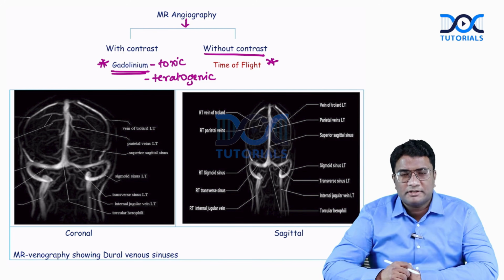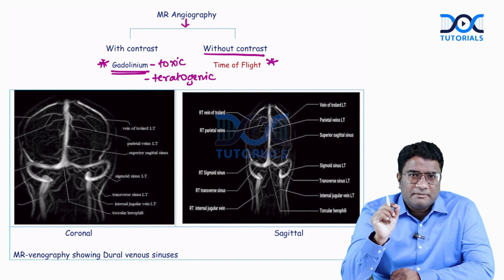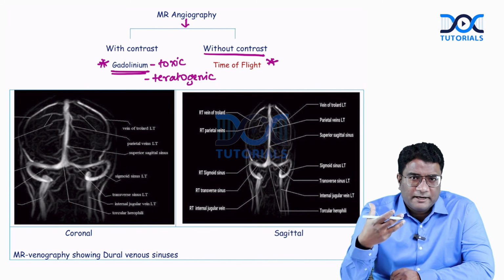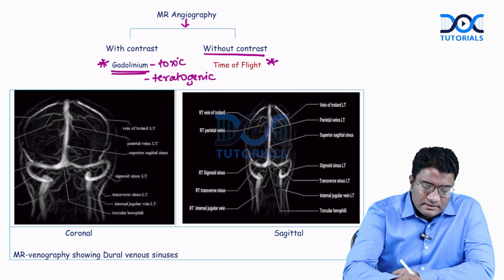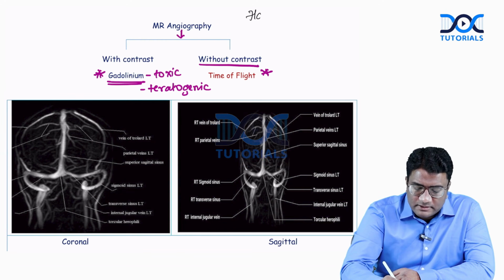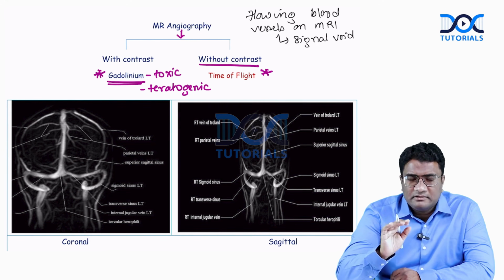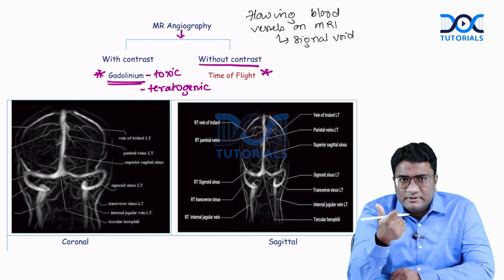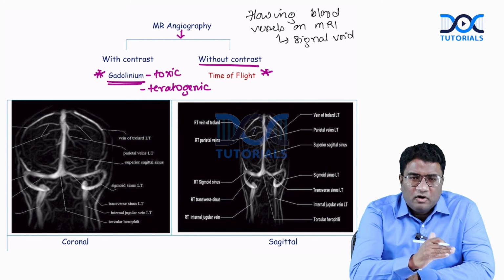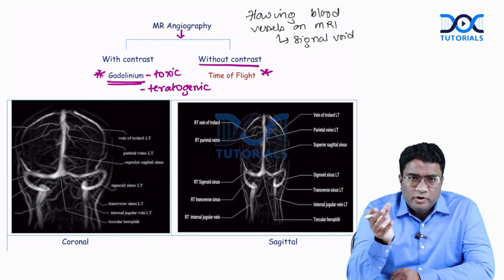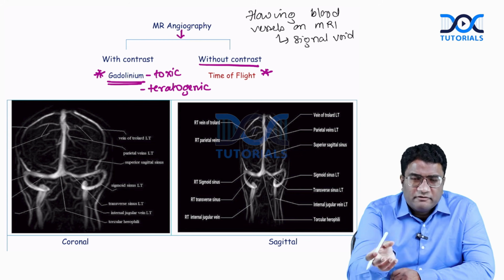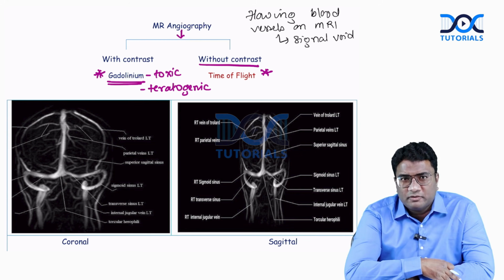Normally, how do flowing blood vessels appear? How does flowing blood appear on MRI? Please remember, flowing blood is a flow void. Flowing blood vessels on MRI appear as signal voids. They don't give you signal, they appear as dark areas, right? So if you want to see the vessels, either you have to go for gadolinium or you have to go for time of flight. What do you mean by time of flight? MR angiography without contrast.